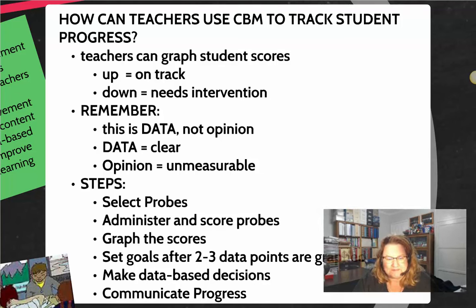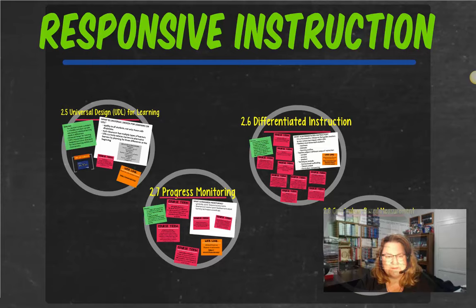Who knows, right? Set goals after 2 to 3 data points are graphed, meaning, are we progressing or not? Make data-based decisions, right? Well, I can see that you're struggling here because your scores are going down or they're not going up. It's not like an opinion. And then communicate the progress to the student and to the family, right? So this is how we do CBM. Okay, make sure you know those steps. Okay.